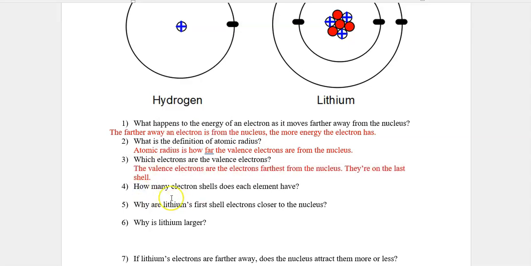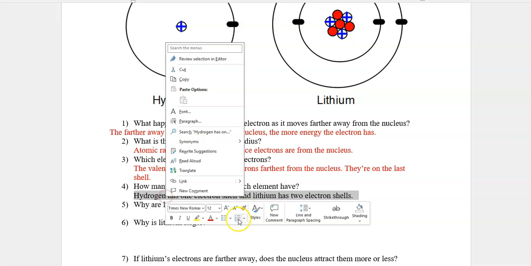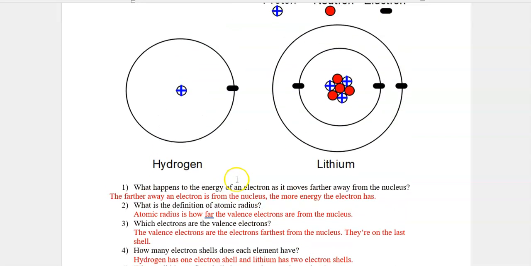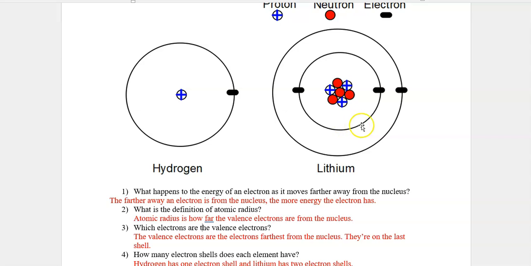How many electron shells does each element have? Hydrogen has 1 electron shell, and lithium has 2 electron shells. Why are lithium's first shell electrons closer to the nucleus? Okay, hold on a second. Let's look at these. So the first shell would be this one. And yeah, if you compare hydrogen's first shell to lithium's first shell, lithium's is actually a lot smaller. It's kind of interesting. So lithium's bigger as a whole, but the first shell of lithium actually is smaller.